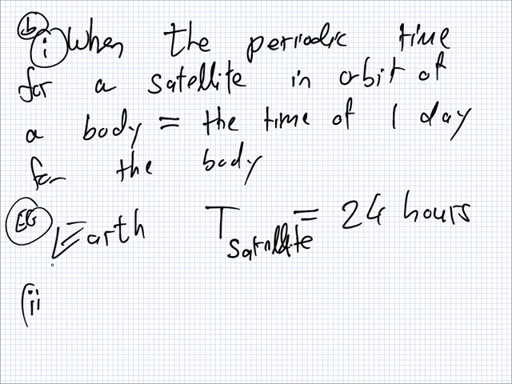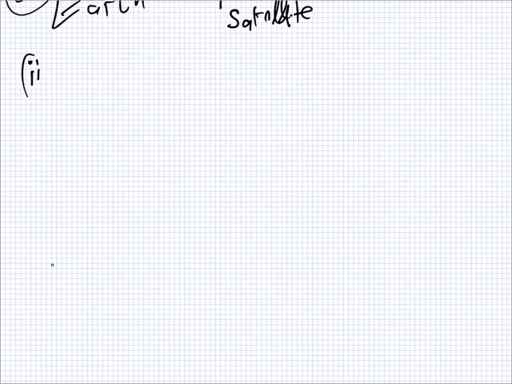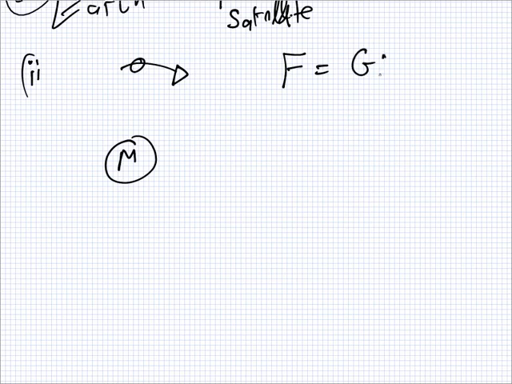Determine the height above the surface of the Earth of a geostationary satellite, and they give us the mass and the radius of the Earth. So what we have here is a satellite travelling around the Earth, and we have a mass here. We know that the force from the Earth, from Newton, is GMm over r squared, where M is for the Earth and small m is for the satellite.